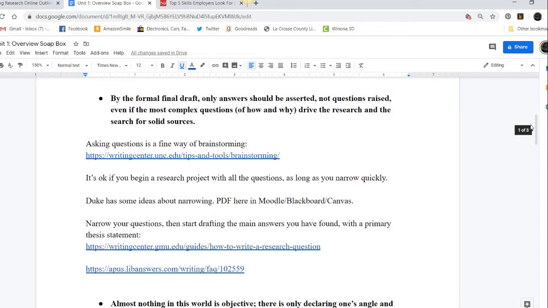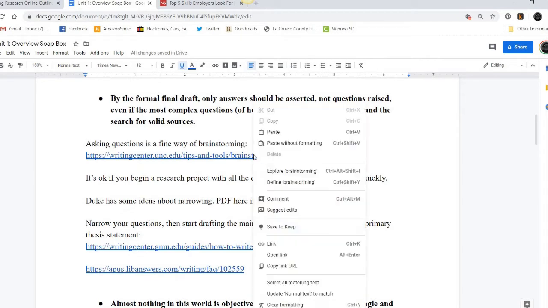Okay, by the formal final draft, only answers should be asserted, not questions raised, even if the most complex questions of how and why drive the research and the search for solid sources. Okay, so let's look at this little link here.